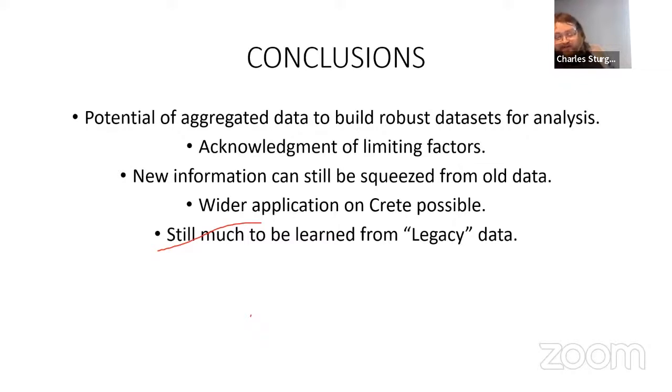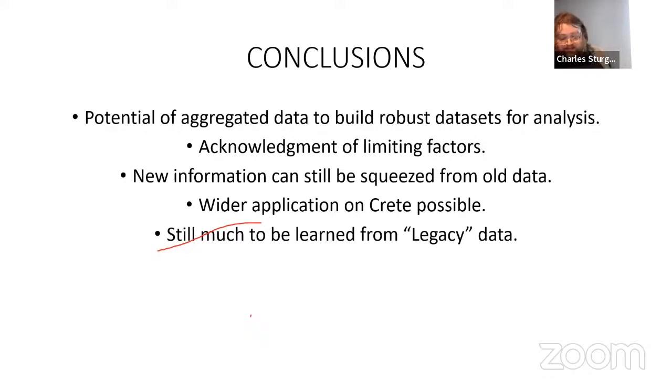Instead, mitigations and workarounds of the sort presented today mean that we can still squeeze more from old material and produce new and valid research results. Looking forward, it is clear that further work can be done with the KNOSSOS data, for instance, by adding motif as a new dataset. However, the prospects are far broader than KNOSSOS.